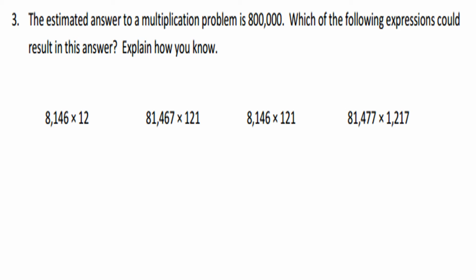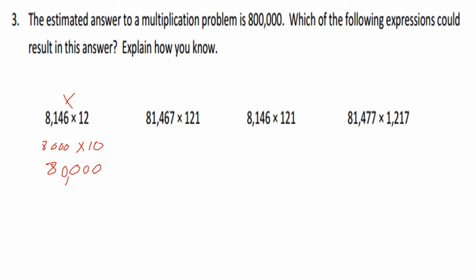Next one says the estimated product to a multiplication problem is 800,000. Which of the following expressions could result in that answer? Well, let's see which ones. This one would be 8,000 times 10, which we know would be 8 and 1, 2, 3, 4 zeros. So that would only be 80,000. So it would not be the first one.